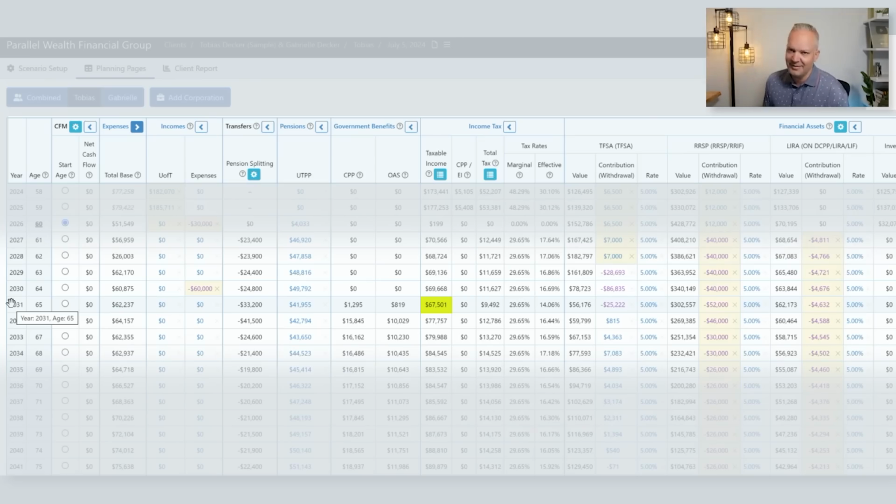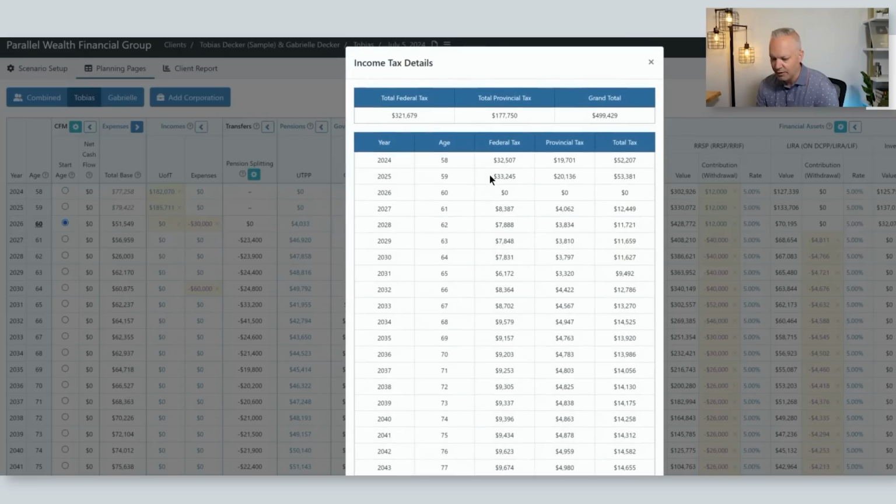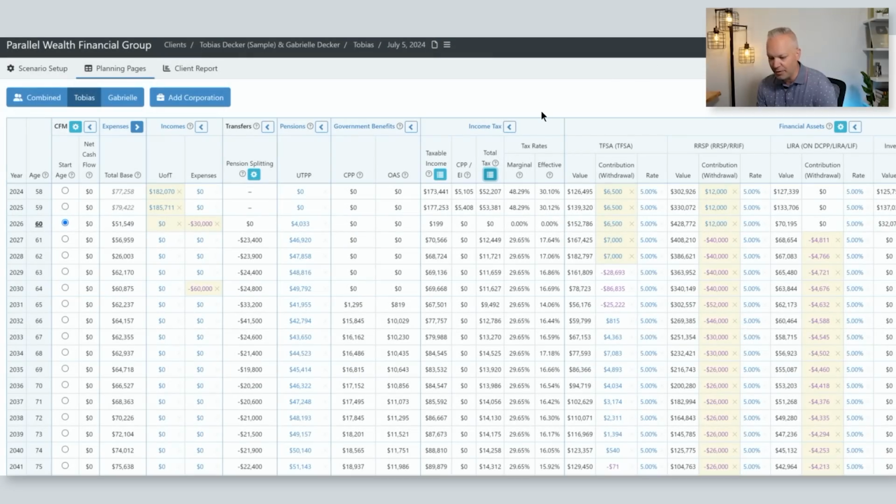Now, again, some of it, the TFSA is non-taxable, so that comes into play as well. And if you have a good software, you can actually click on total tax. So we can see federal and provincial tax in 2031: $6,172 in federal, $3,320 in provincial taxes. So that's important as well. You should break that down. Where does that income come from?